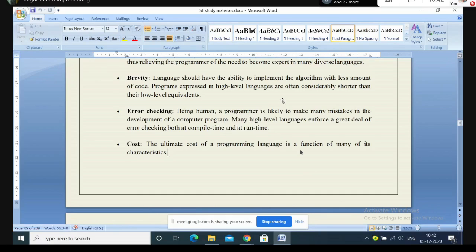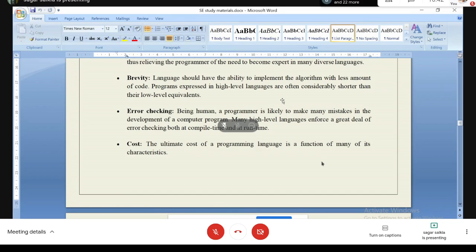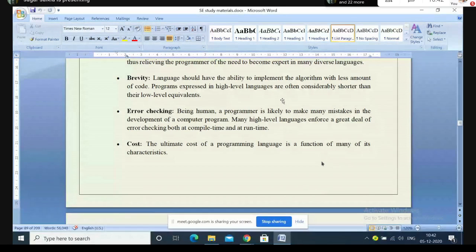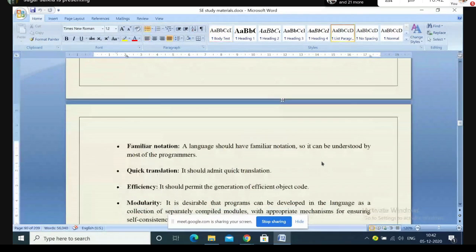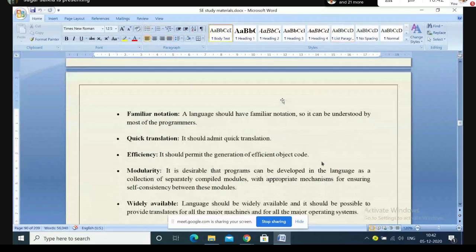The next is the cost. Cost doesn't only mean the money or monetary aspects involved, it is much more than that. The time and the effort taken for development of the system, all these costs are also considered very critical for choosing the language. Then familiar notation. You should be very familiar with the various notations involved, the reserved words, the keywords, and the inbuilt functions of the language. You will be able to know them only when you have understood the syntax or the grammar of that particular programming language.